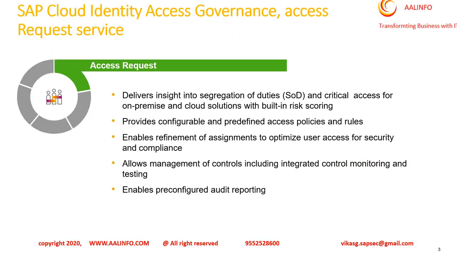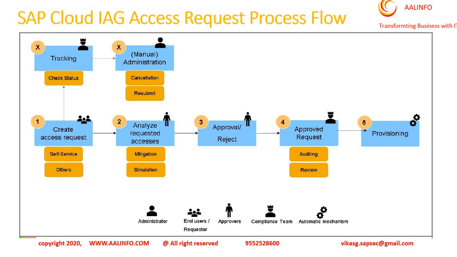Coming back to the specific process flow, this is the process flow for SAP IAG access request. In IAG, if anybody needs any access or wants to modify their access, they will raise a request in SAP IAG using the SAP IAG application. Once they raise a request, it is submitted in SAP IAG and goes to the respective approver. The approver has the option to analyze the risk, and if they feel the risk is not there, they can approve the request, or they can mitigate that risk.